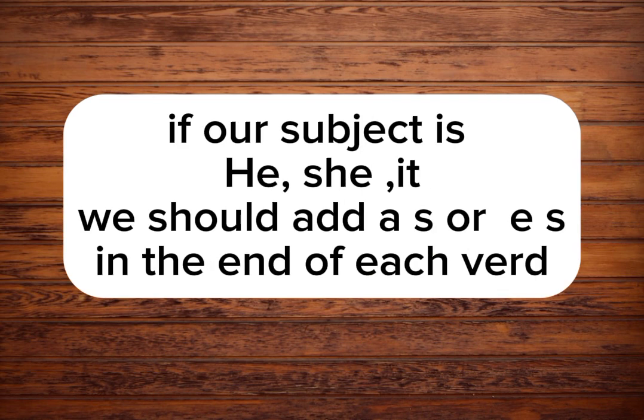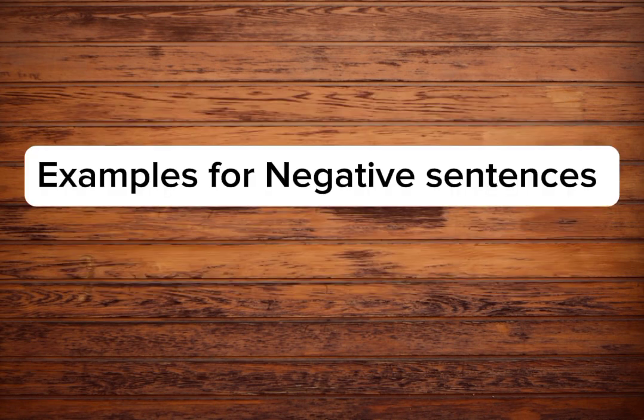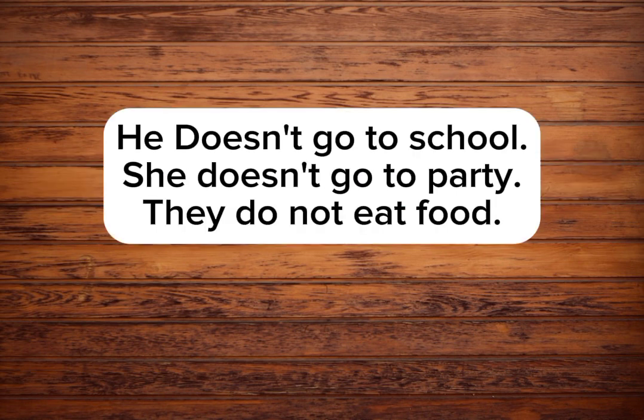If our subject is he, she, it, we should add s or es at the end of each verb. For example, he goes to school, she does her homework, it takes that. Examples for negative sentences. He doesn't go to school. She doesn't go to party. They do not eat food.